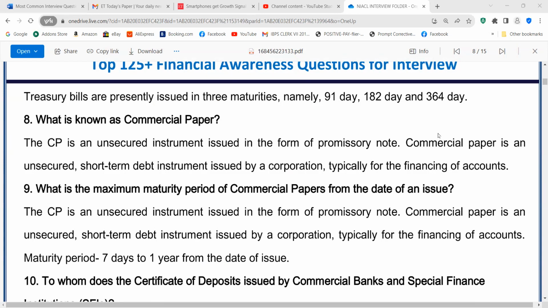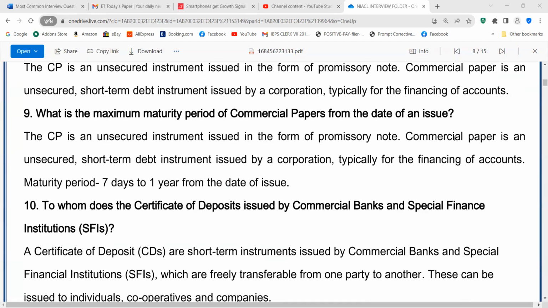Commercial paper is an unsecured instrument issued in the form of promissory note. Commercial paper is an unsecured short-term debt instrument issued by a corporation, typically for the financing of accounts. What is the maximum maturity period of commercial papers from the date of an issue?